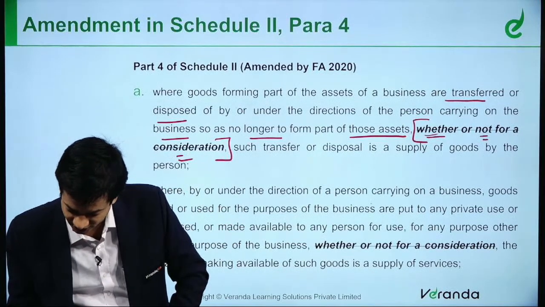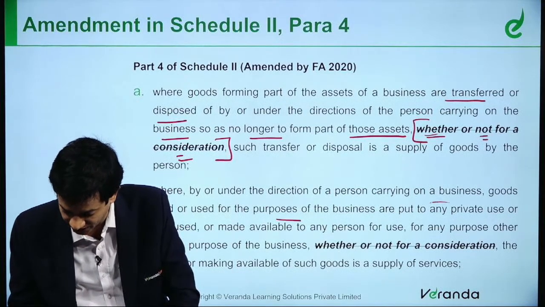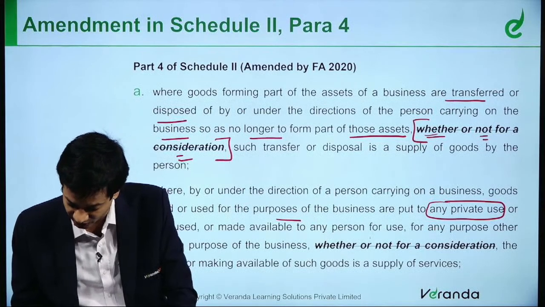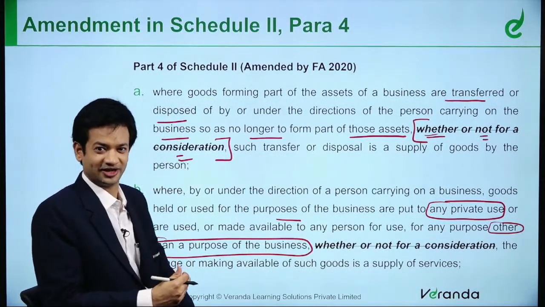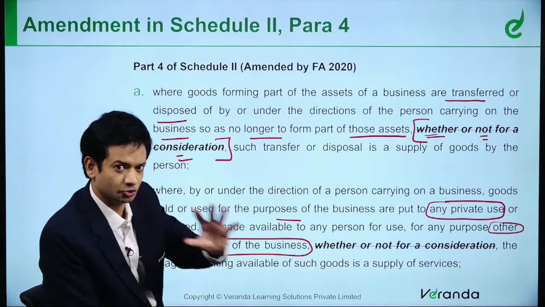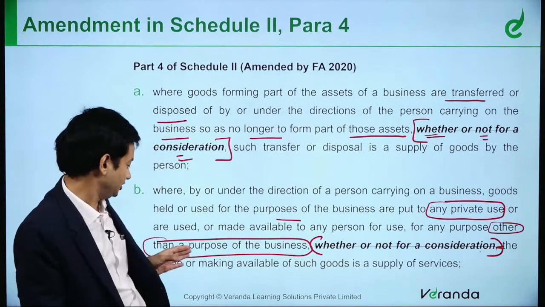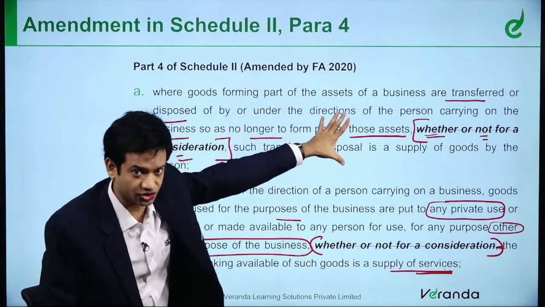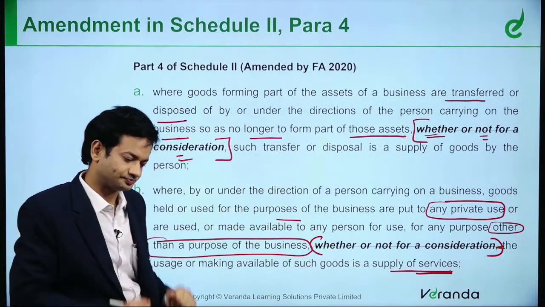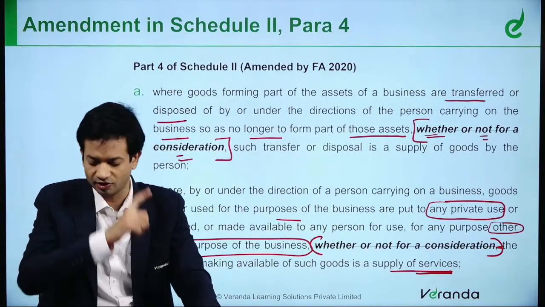Whereby or under the direction of a person carrying on a business, goods held or used for the purpose of business are put to any private use or are made available to any person for use for any purpose other than a purpose of the business. As I said, for private use or for non-business use. This was permanent transfer; this is put to private use. Whether or not for a consideration, if you notice here also, the usage or making available of such goods is a supply of service. So here a permanent transfer of goods, and here a temporary private use, is service. Now, this point of whether or not for a consideration was creating confusion. Further I will give you an example to show why.